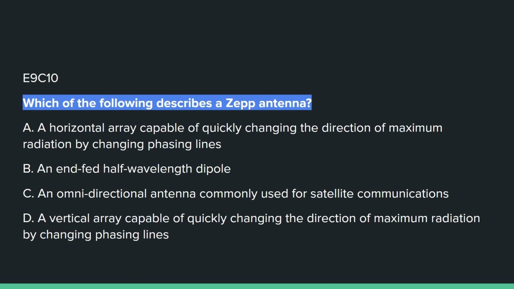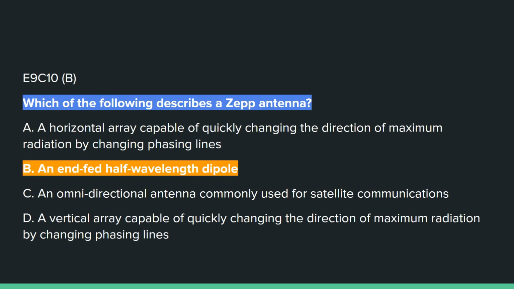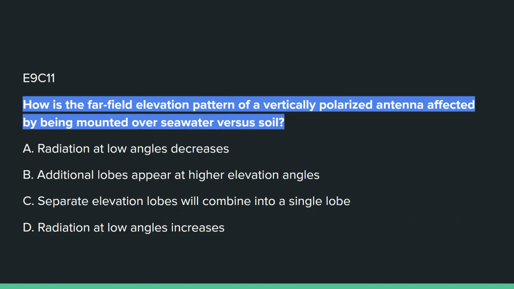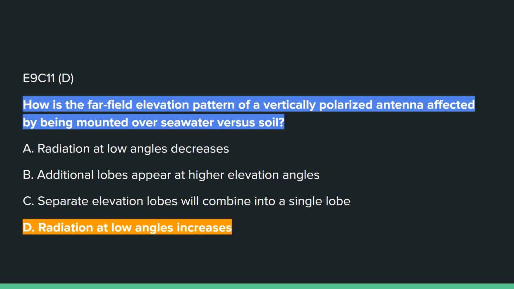E9C10, which of the following describes a Zepp antenna? B. An end-fed half-wavelength dipole. E9C11, how is the far-field elevation pattern of a vertically polarized antenna affected by being mounted over seawater versus soil? D. Radiation at low angles increases.